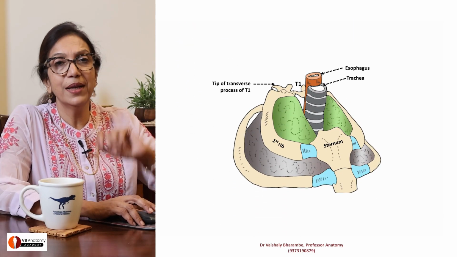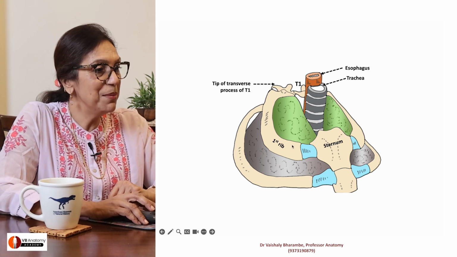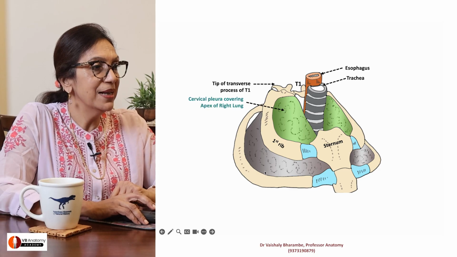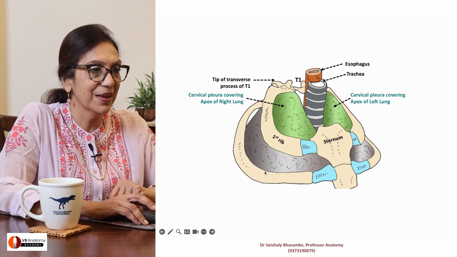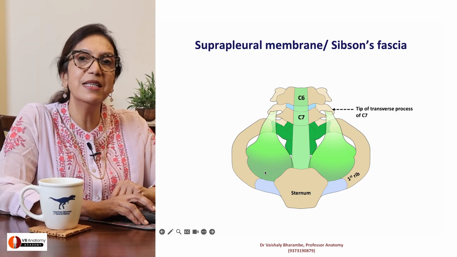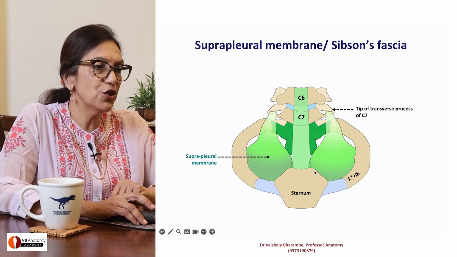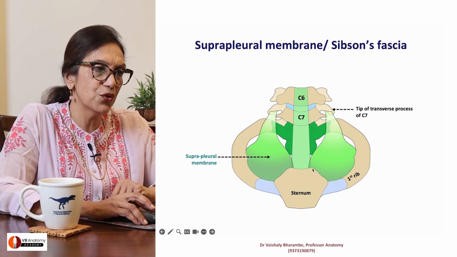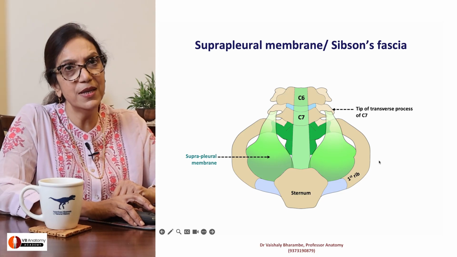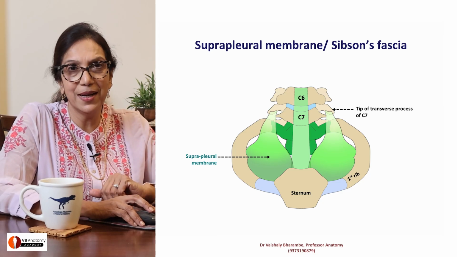Right. So take a look at beautiful images for you to enjoy the process of learning. This is the lung. It's rising here above the first rib, covered by cervical pleura. This cervical pleura is now covered by Sibson's fascia or suprapleural membrane. Okay, this fascia gets attached to the inner border of first rib and the upper end of which is attached to the tip of transverse process. Maybe it's a way of protecting the apex of lung.